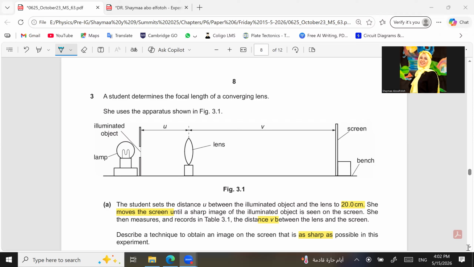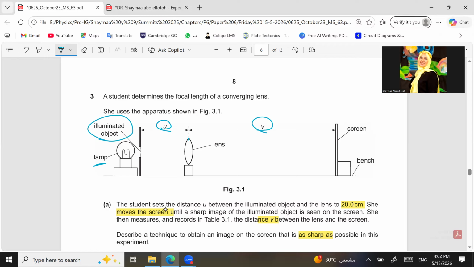Experiment number 3, the student determined the focal length of the converging lens. She uses the apparatus shown in figure 3.1. We have an illuminated object, a lamp, U, which is the distance between the center of the lens and the object, and then V, the distance between the center of the lens and the screen.